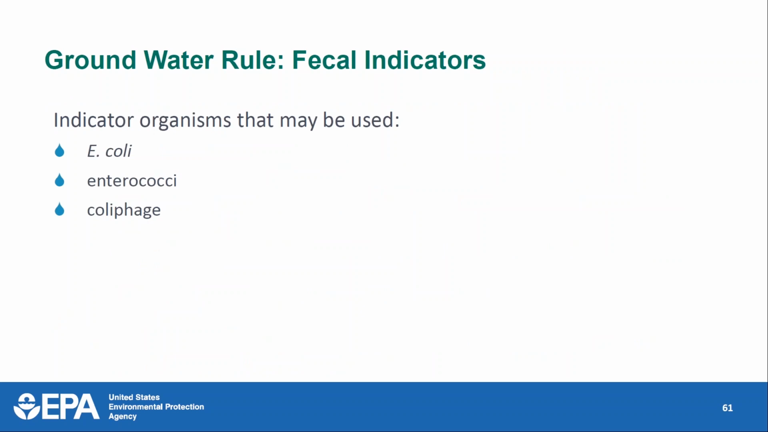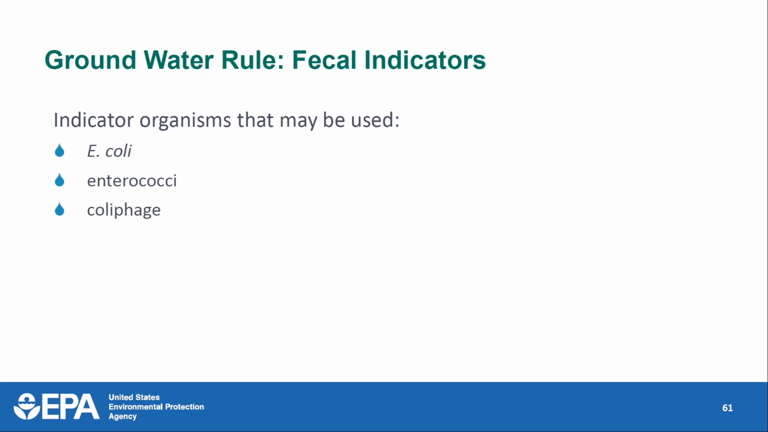And this rule is different. What makes this rule different is on this slide right here. This rule does not use total coliforms as indicator organisms. Instead, it allows the use of what are termed fecal indicators. And the water system, or in some cases the state, chooses for the water system, they can use one of these three options: E. coli, enterococci, or coliphage. What makes this interesting to me is that this is the first time the agency has used coliphage.